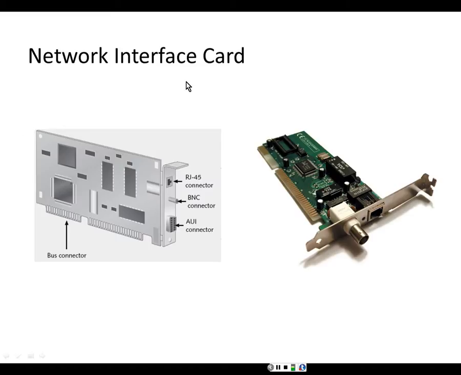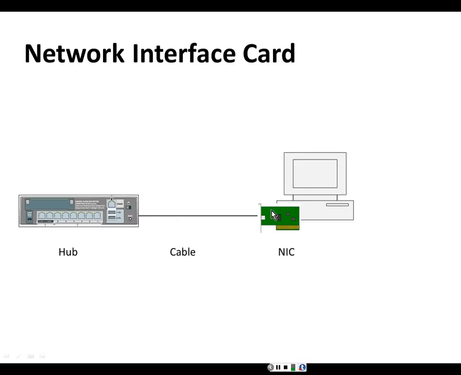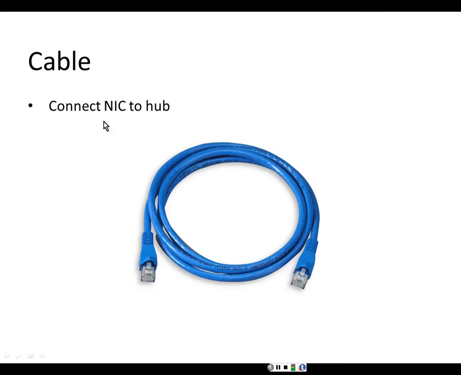As you recall from Chapter 1, a network interface card is a circuit board, and the network cable plugs into a port on the back of the circuit board. The network interface card plugs into slots on the motherboard, or it can be built into the motherboard. The network interface card plugs into a slot on the motherboard, then the cable plugs into the back of the network interface card, and then the cable connects to the hub. The cable connects the network interface card to the hub.